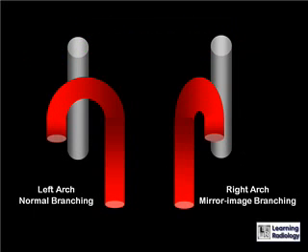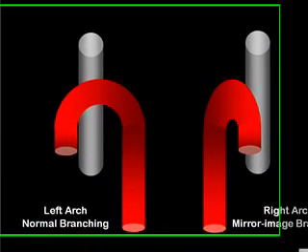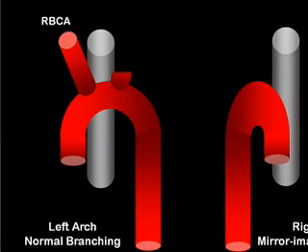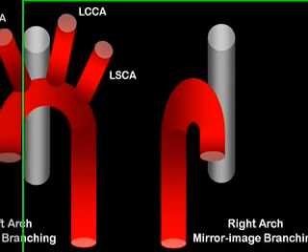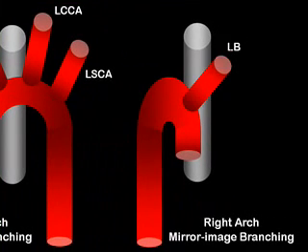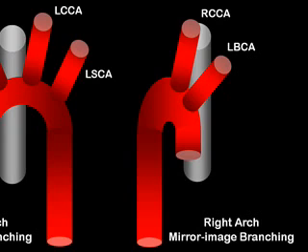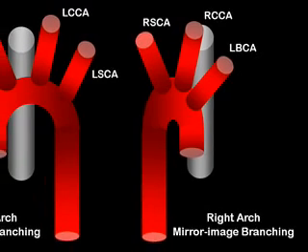And this is what the branching of a mirror image right aortic arch looks like. First, here's the normal arch, with the right brachiocephalic artery, the left common carotid artery, and the left subclavian artery as its 3 major branches. A right arch with mirror image branching: the first branch off of the arch is the left brachiocephalic artery. The second is the right common carotid artery. The third is the right subclavian artery.